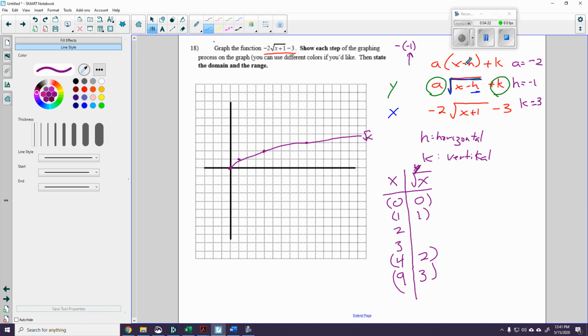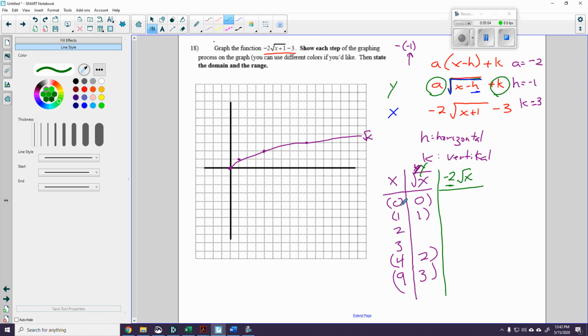Well, I need to layer these on in a particular fashion, and you want to start with your a first. So I'll make it green. So the a, my next step here, is going to be -2 times the square root of x. I'm leaving out my h and k so far. I just want to have my a involved here. So remember, the a only affects y values. So I'm going to take my y values, which are right here, and I'm going to multiply them by -2.